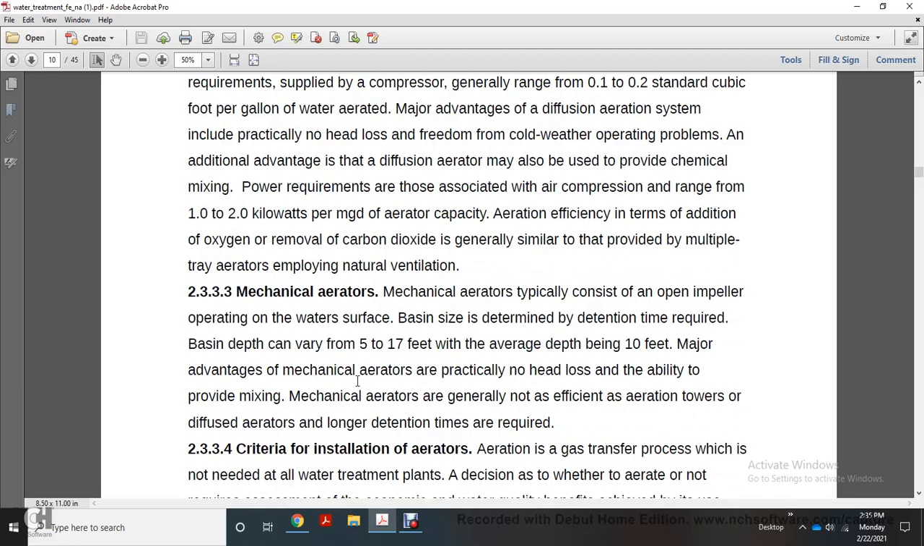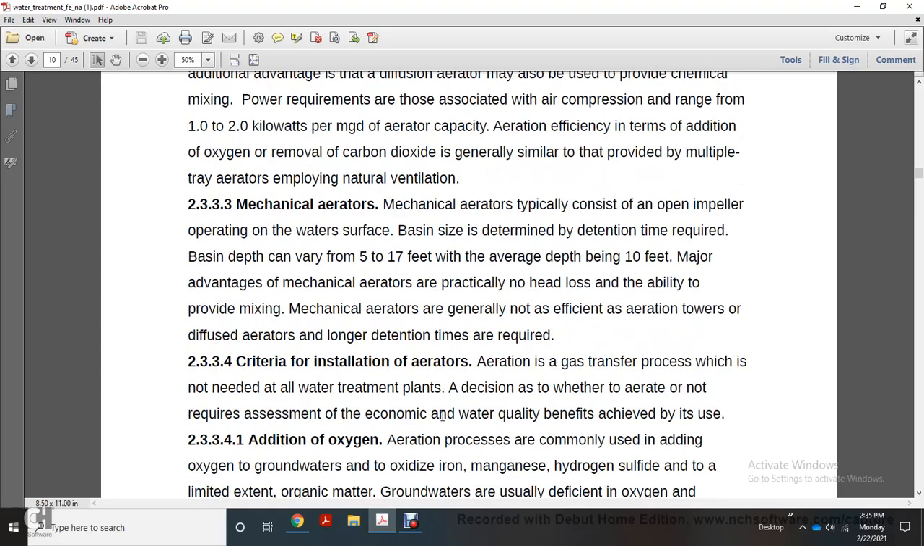Alright, mechanical aerators. Mechanical aerators typically consist of an open basin with an impeller operating in the water. The basin size is set to determine the detention time required. Basin depth can vary from 5 to 17 feet, with the average depth beginning around 10 feet. A major advantage of mechanical aerators is no head loss and the availability of providing mixing. Mechanical aerators are generally not as efficient as aeration towers or diffused aerators, and long detention times are required.